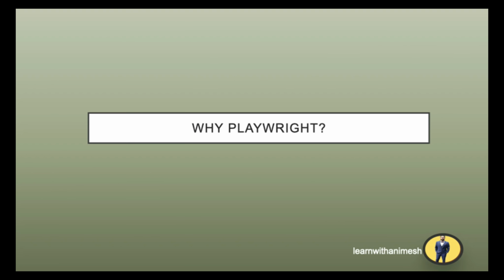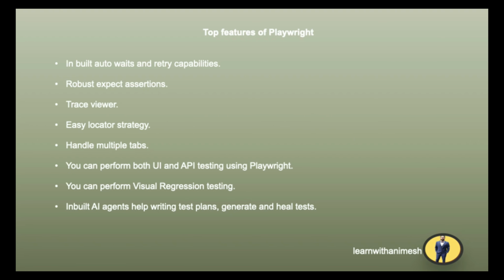So why Playwright, right? You might be asking, I already know a lot of automation tools like Selenium and Cypress, so why do I need Playwright? On that note, Playwright has a lot of advantages in test automation. It has inbuilt waits and retries, and robust expect assertions. For debugging, it has the trace viewer, and it has an really easy getBy locator strategy, which is really helpful. Handling multiple tabs is really easy in Playwright, and doing API testing is possible using Playwright.